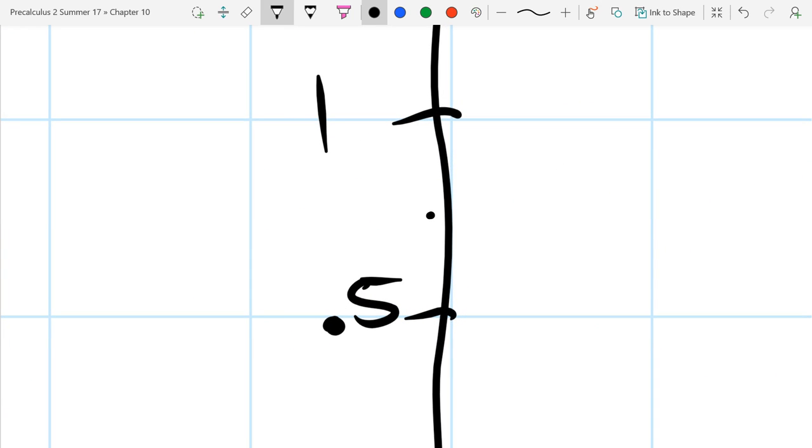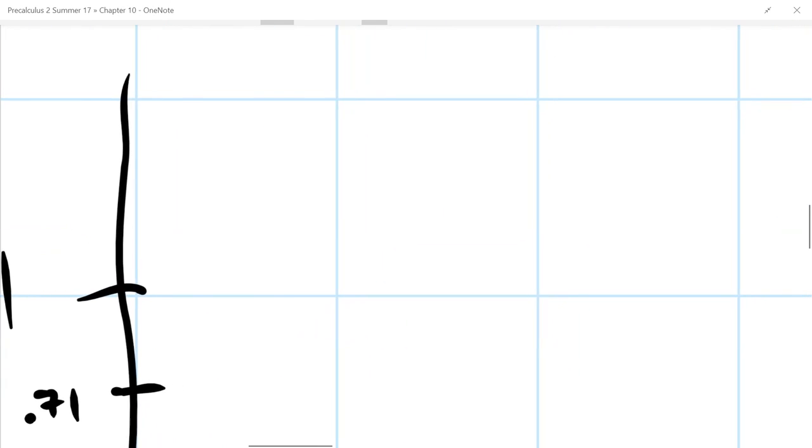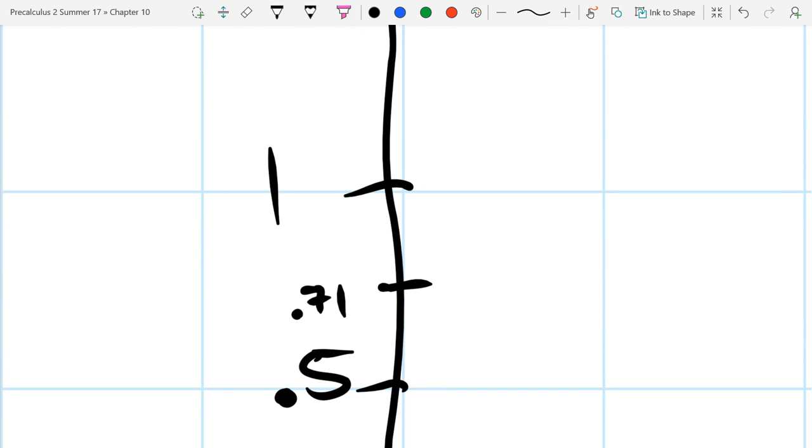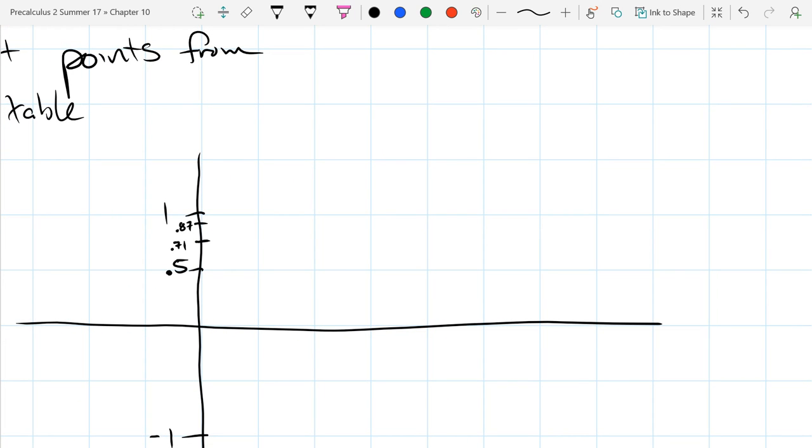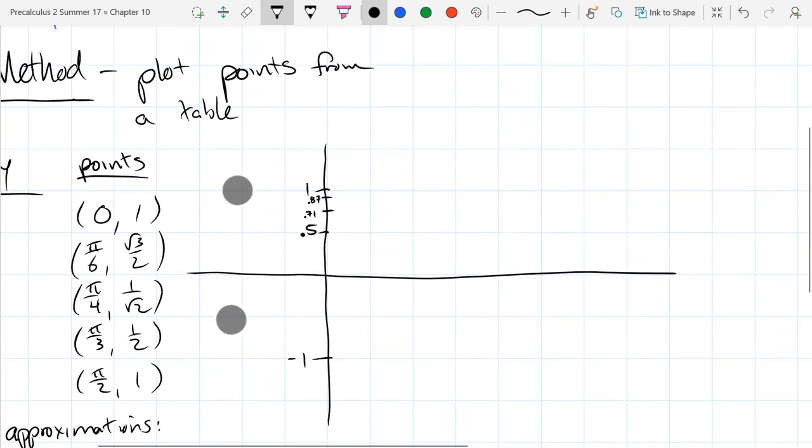0.71 is going to be right about there. It's going to get difficult to label these. 0.87 is pretty close to 1. All right, so those are the values I'm going to use right there, the y values. Now my 1 looks way too big and out of place. 1. All right. Now we're going to worry about all of our x values.